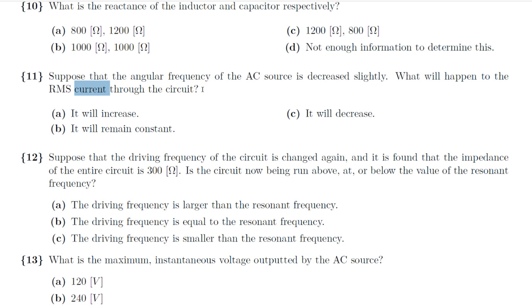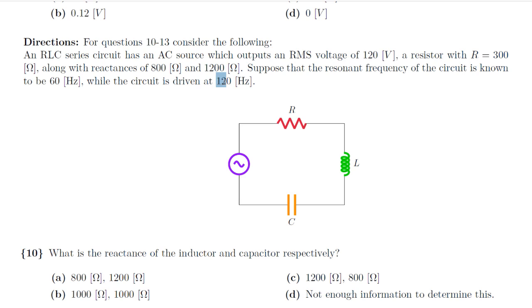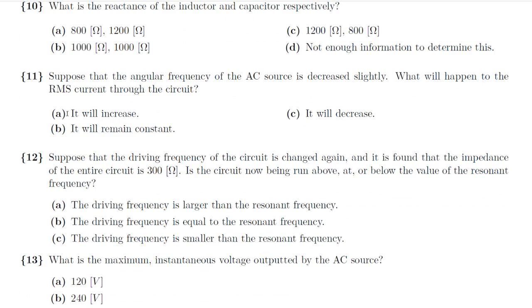So the thing is that we're running it at 120 hertz, a frequency which is larger than resonance. If you get closer to the resonance frequency, then the current actually gets larger. So by decreasing the value of 120 hertz to a value which is slightly less, but closer to 60 hertz, we are getting closer to resonance, and that makes the current output larger. So it will increase.